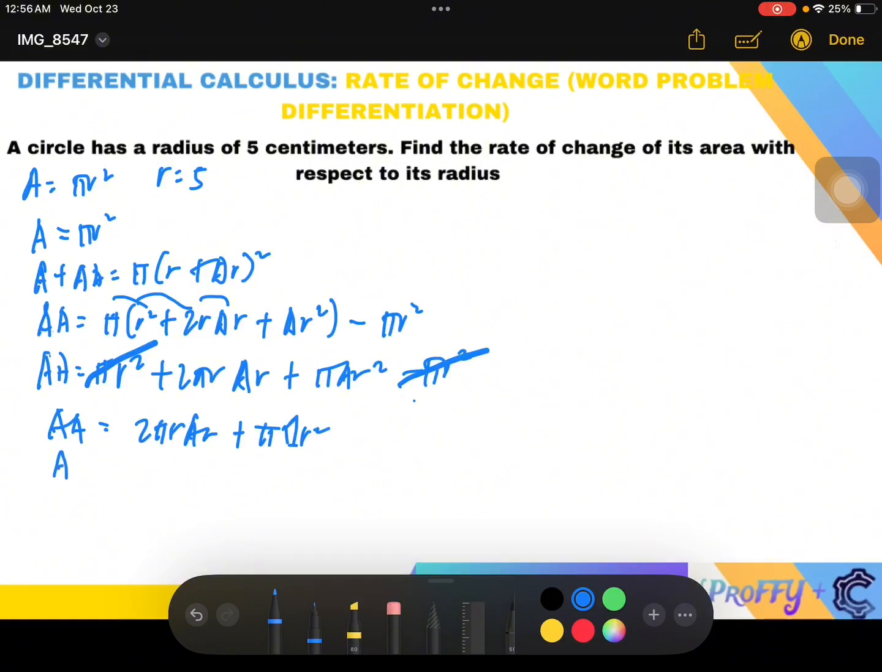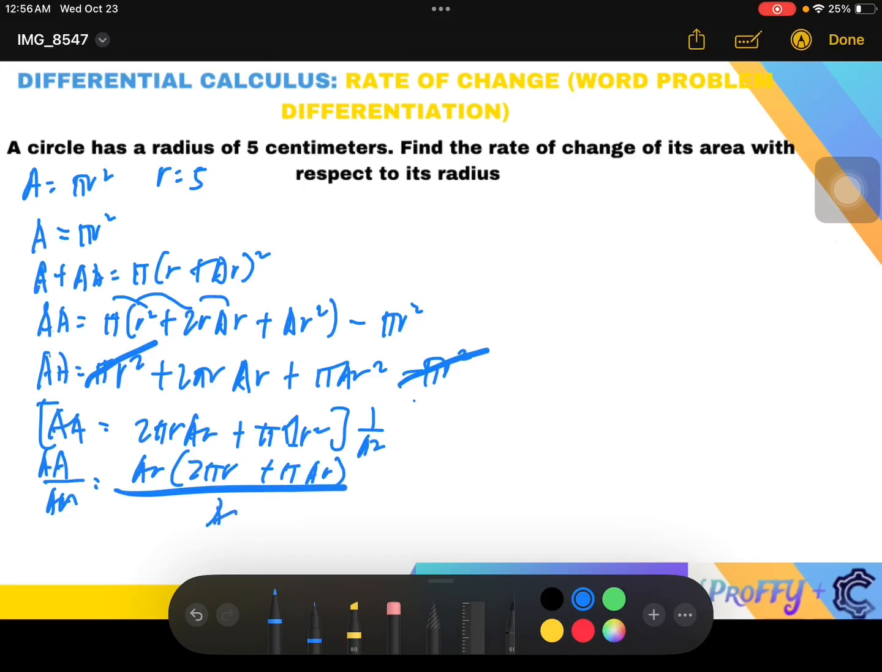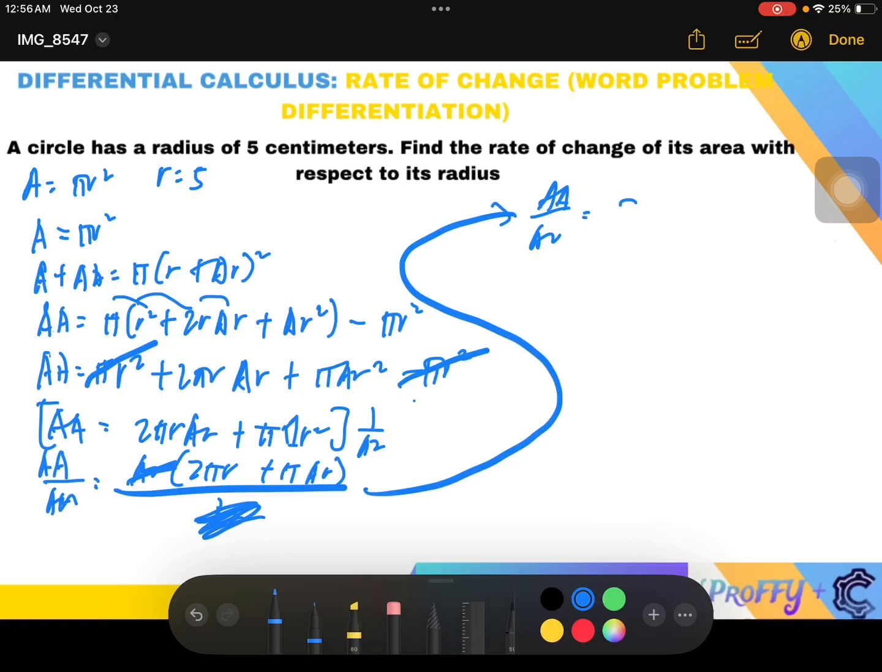Gets guys? So, divide both sides by what? 1 over delta r. So, next is that factor out by the delta r guys. So this will be cancel. Nag-factor out ako ng delta R para ma-cancel to, guys. Gets? Then, pag dinistribute ko yung delta R dyan, guys, makukuha natin to. Gets? So, next, the delta A over the delta R is equals to what? 2 pi R plus the pi of delta R. Gets, guys? So, yun yung natira, guys.